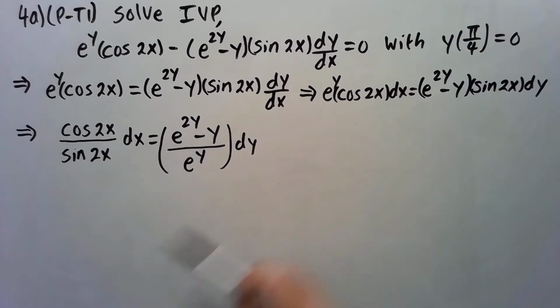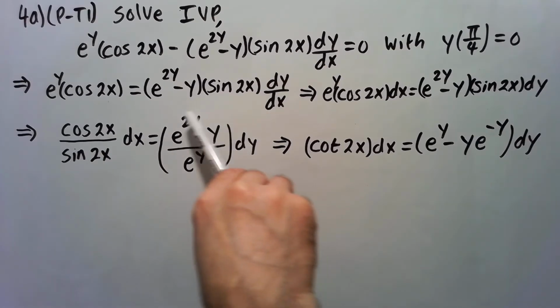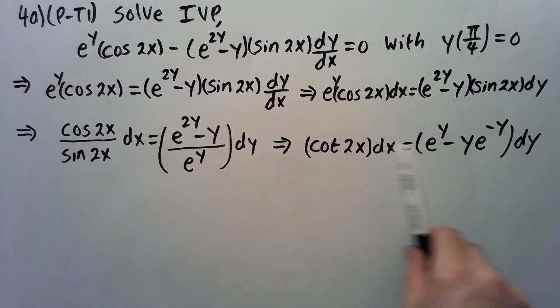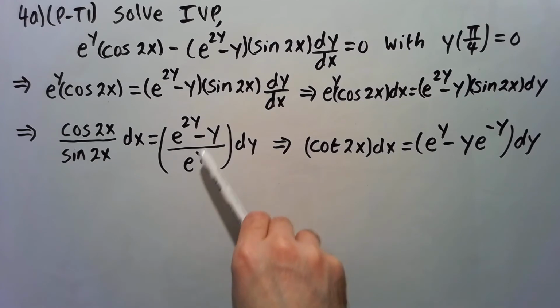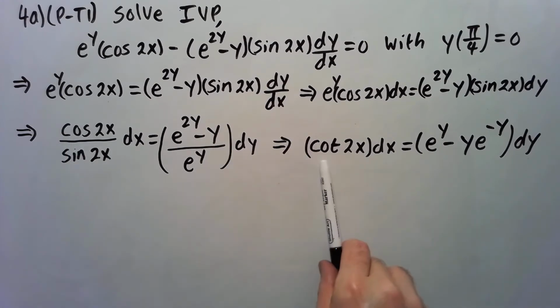So doing that and simplifying we get this. Again, the e to the y here is brought up as e to the minus y and multiplied in. So it'd be e to the 2y minus y, which is just e to the y there, and it'll be minus y e to the minus y, which I have here. And I wrote the cosine over sine as cotangent.